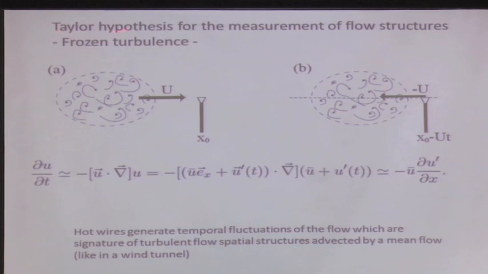This is called the Taylor hypothesis. We call it frozen turbulence, because the turbulence is evolving, but it is convected so fast that it has no time to evolve during the measurement. Okay, so with the hot wire, you are going to measure temporal fluctuations, which are the signature of the spatial structures of the flow, transported by a mean flow like in a wind tunnel. So you have to use this technique only when you have a main stream and you know that the velocity will always be positive around a certain average, and then you will measure the fluctuations. Okay.